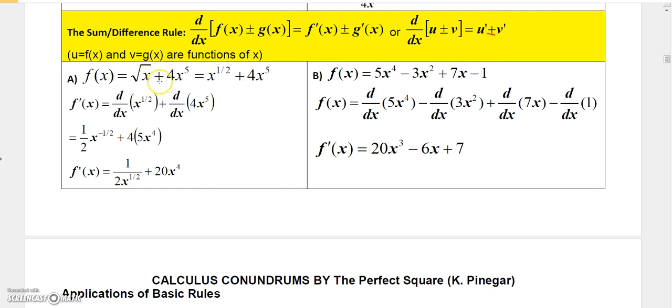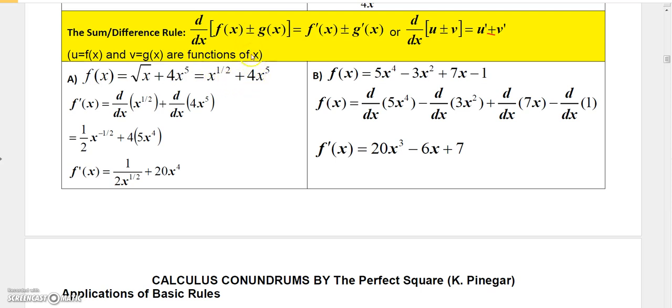Okay, so how do we do this? Well, here we have square root of x plus 4x to the fifth. First thing I'm going to do is rewrite square root of x as x to the 1/2. And then I have 4x to the fifth. So let's take, we want to find the derivative of this sum.